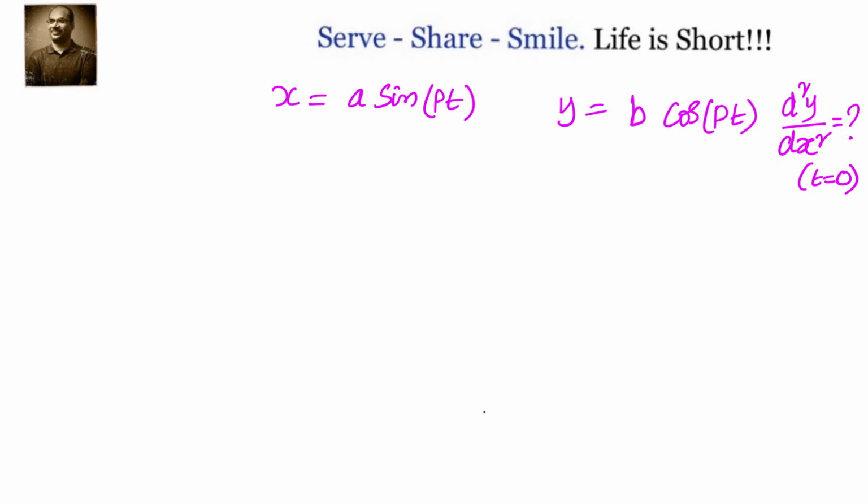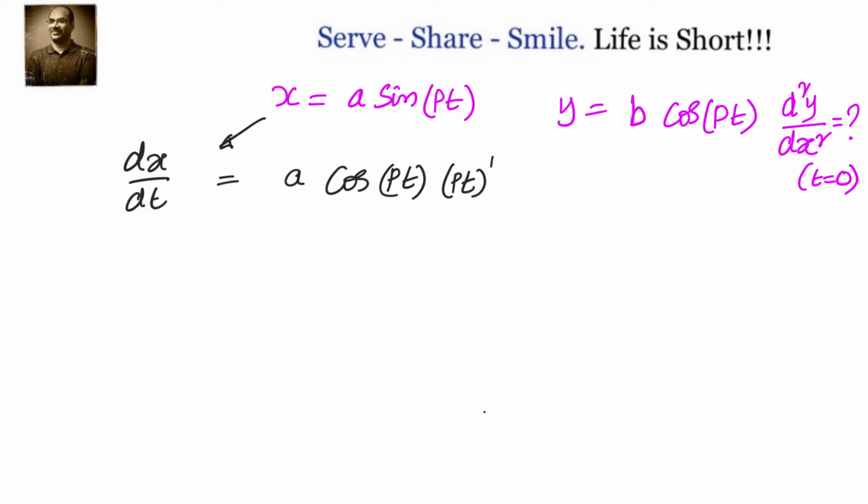x equals a sine pt and y equals b cos pt, then find d square y by dx square at t equals 0. Now let's differentiate x and y with respect to t, parametric differentiation, calculus.